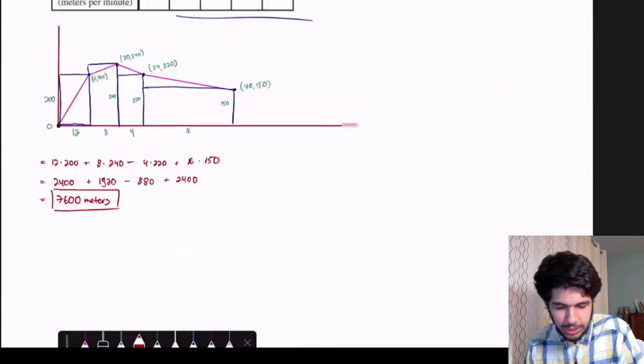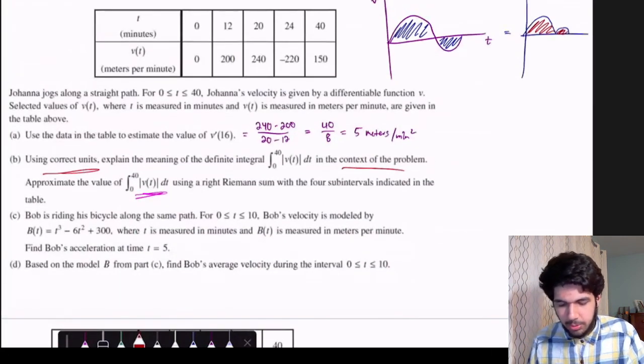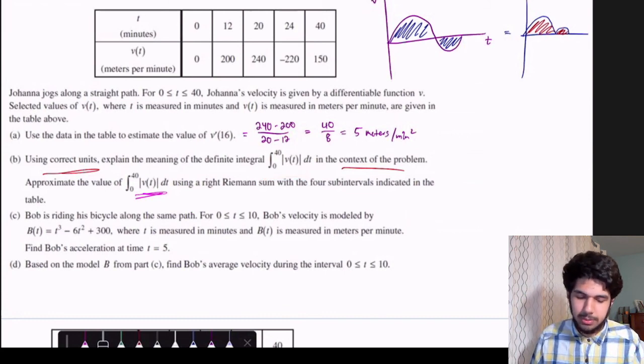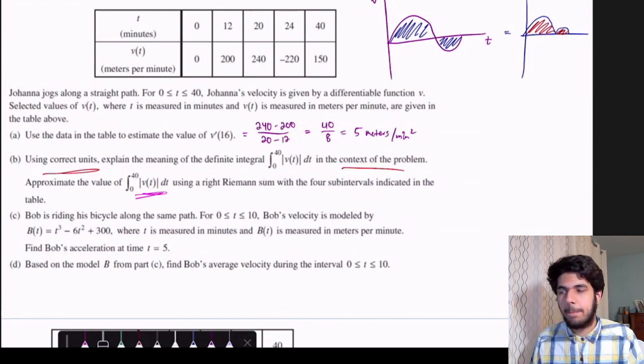And just making sure that our units are correct, we're trying to find the distance that she traveled, because that's what we said that this quantity represents, and meters matches that unit, so we're good.